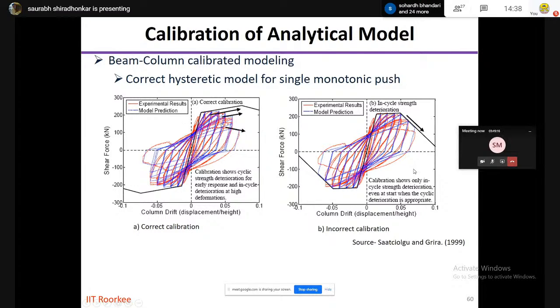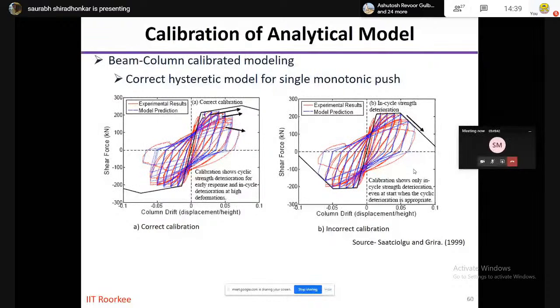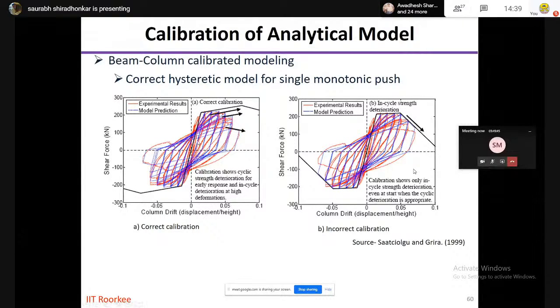So the red curve over here is the observed hysteretic curve, and the blue curve is the fitted experimental curve. As you can see, the predicted curve, the blue one, matches well with the experimental prediction. It means that the analytical modeling that we are doing is accurate enough to predict the experimental response. So this is what we have seen over here. And this is the incorrect calibration, this is the correct calibration.